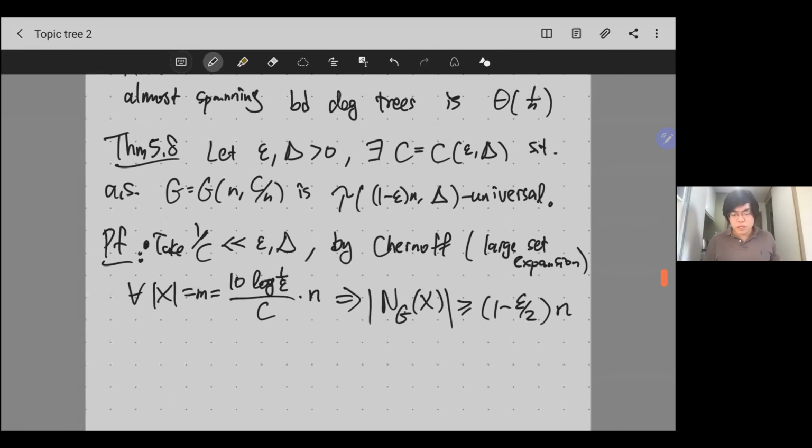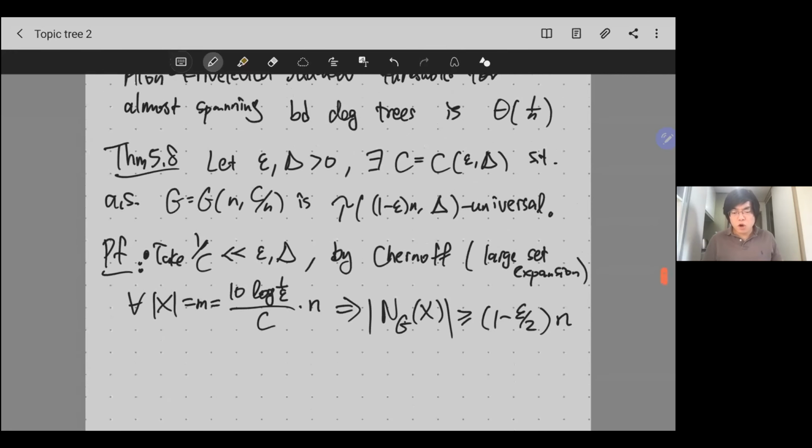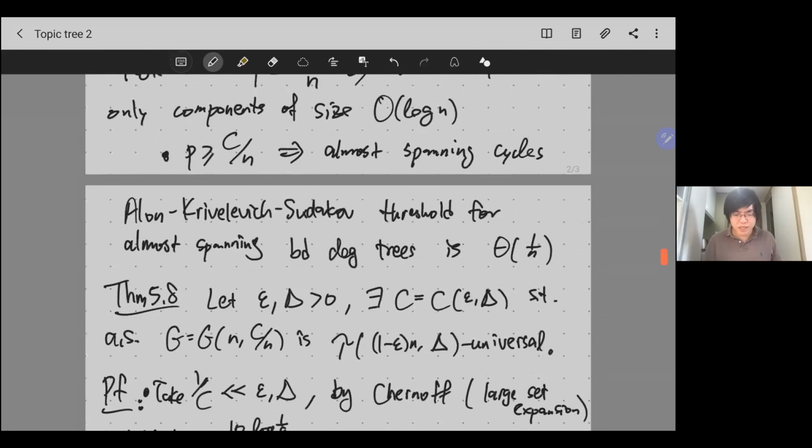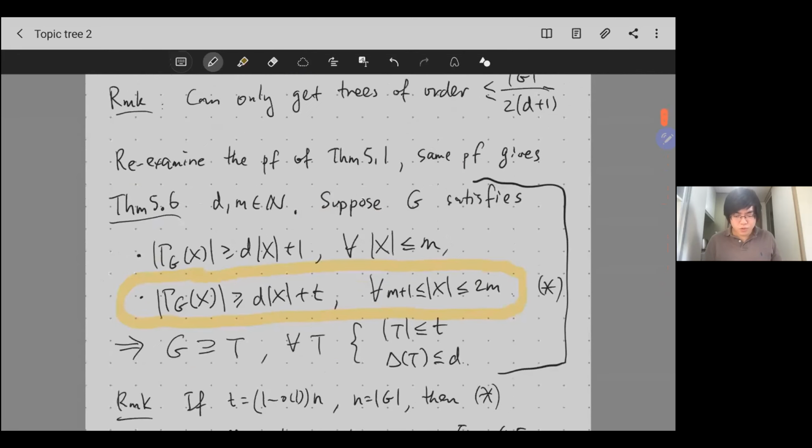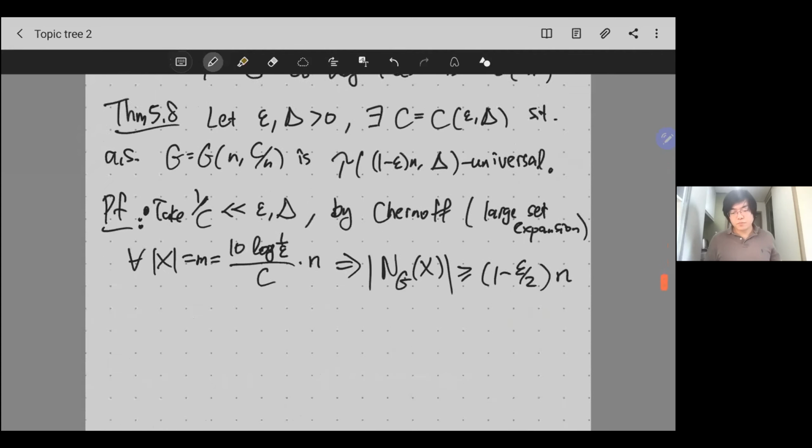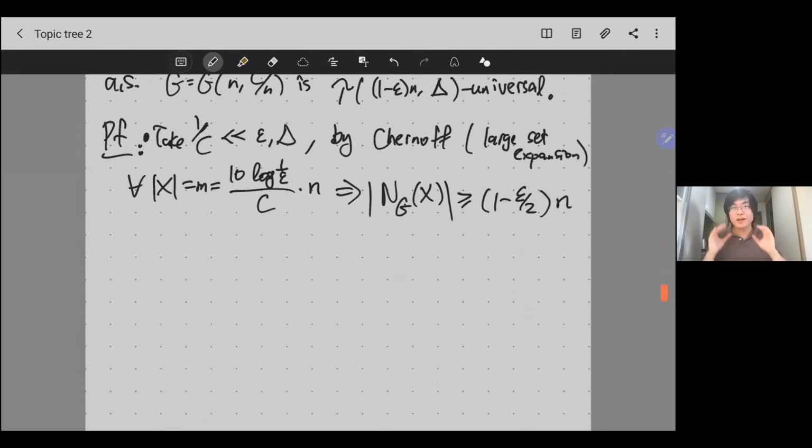Now, with this simple property, all we need to do is to show that small sets also expand. Because to apply 5.6, let's see it again. We have the orange box already. That's the large set expansion. For the first condition, we just need to show that small sets also expand by a factor of d. And to do this, we've actually done it before. When you have large set expansion, you can bootstrap it to small set expansion. This is in one of the exercises that I gave before.